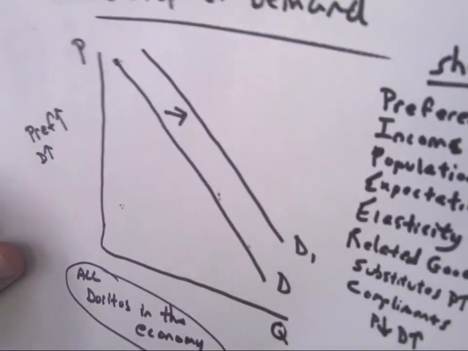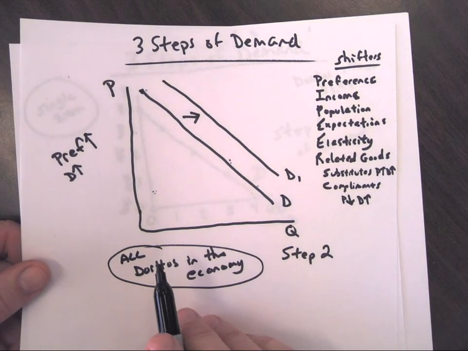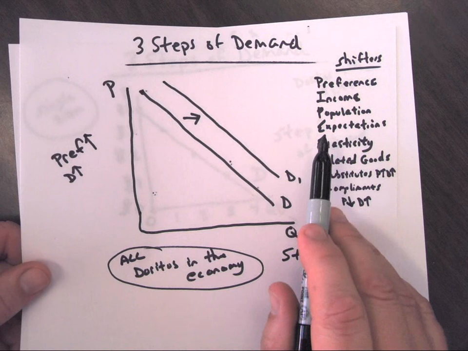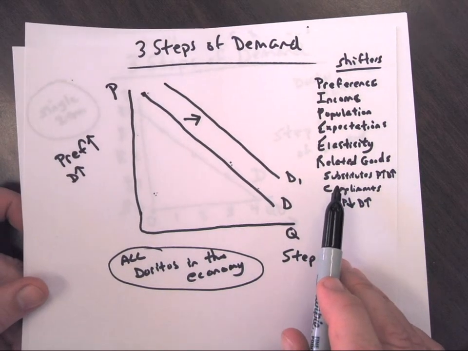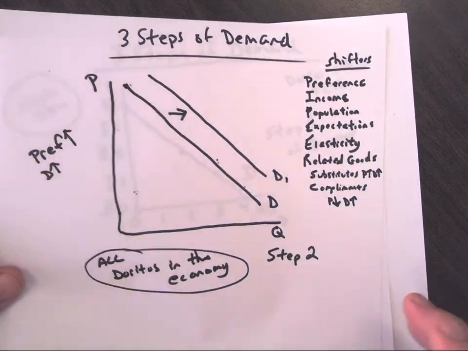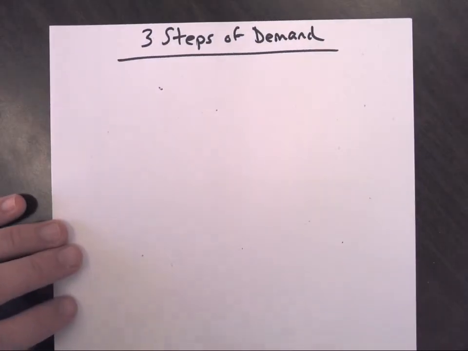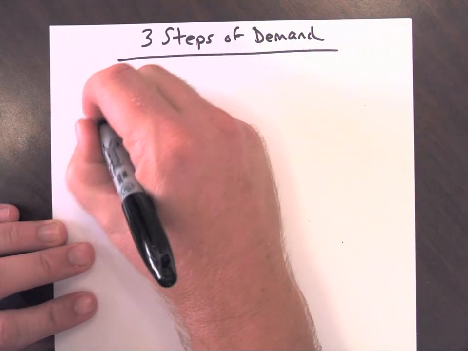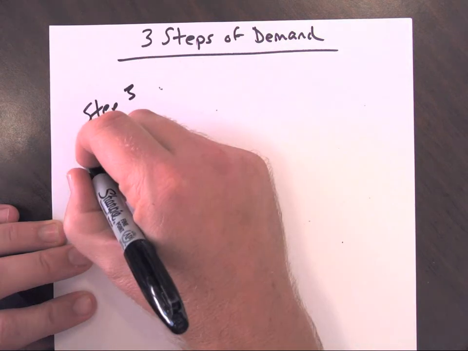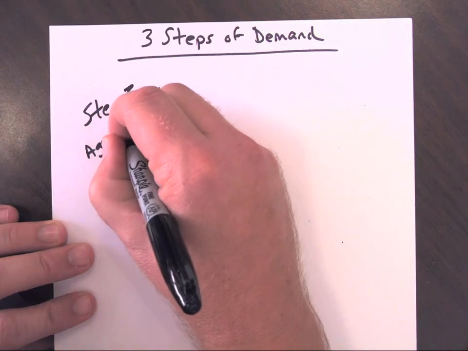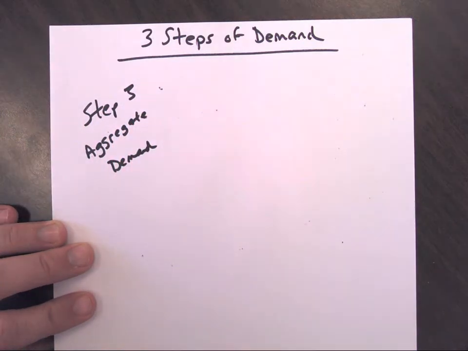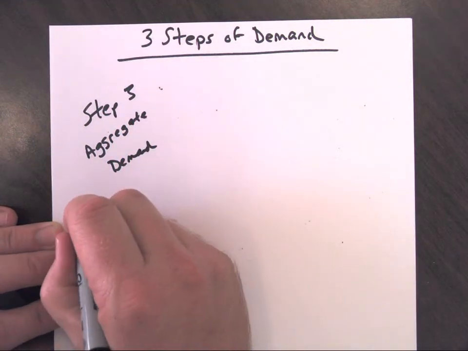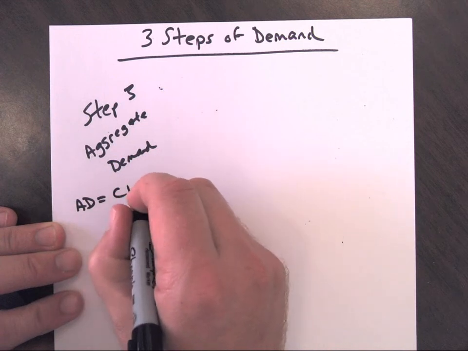Step 2 is all the Doritos in the United States, or in any economy. So I know if one of my shifters increases or decreases, then I would have an increase in demand. Now, let's go to the third step of demand, step 3, and that's going to be aggregate demand. So aggregate demand is equal to sigma x.